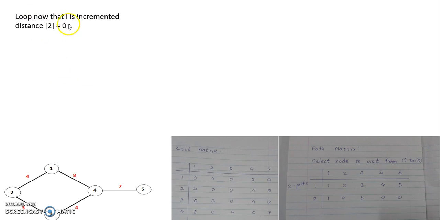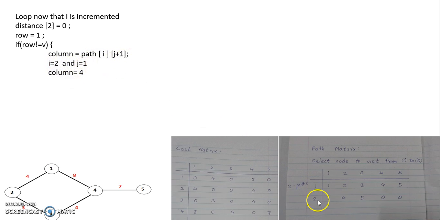Now loop I is incremented. Distance 2 is equal to 0. Row equal to 1. Now row is not equal to 5. So the column equal to path of I and j plus 1. I equal to 2 and j equal to 1. So path of 2 and 2 will be 4. So column value is 4.